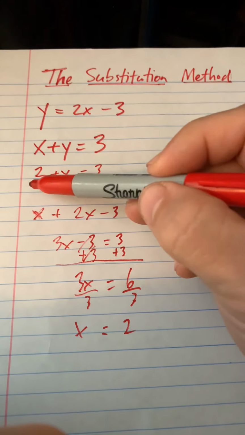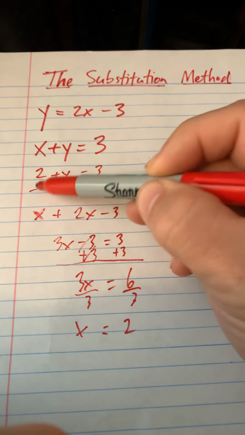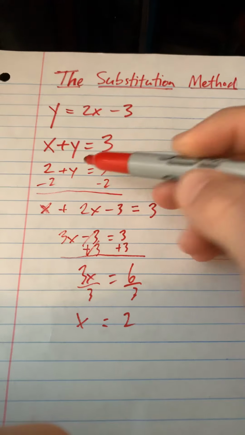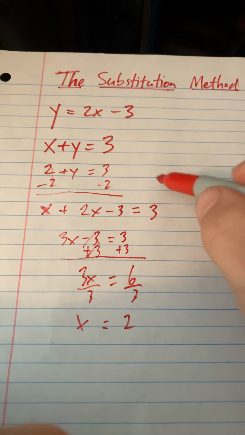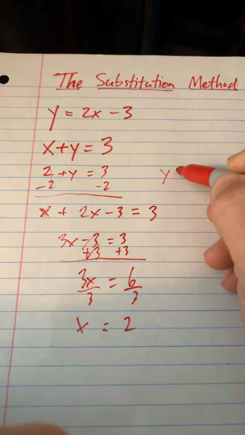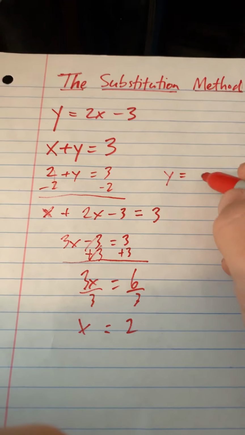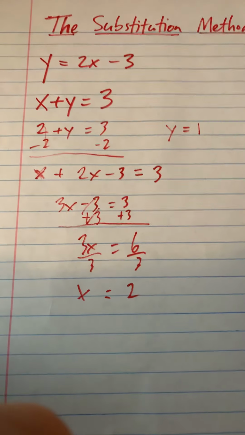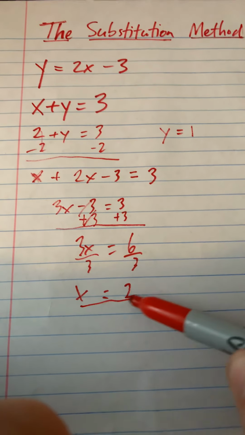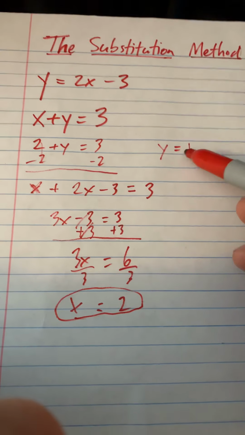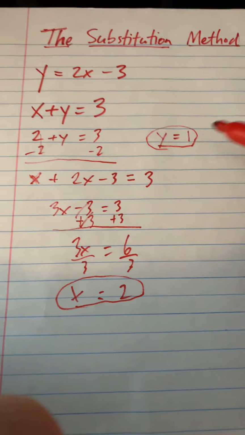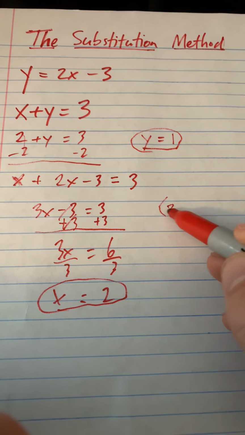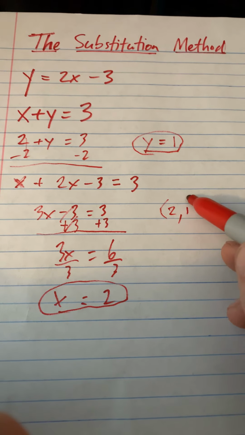Now I'm going to solve for y. I subtract 2 here, subtract 2 here, those cancel out, and I bring this over here. So y equals 3 minus 2, which is 1. All of your answers to your problems are going to have two parts: an x value and a y value. We can write this as an ordered pair, where x is 2 and y is 1.